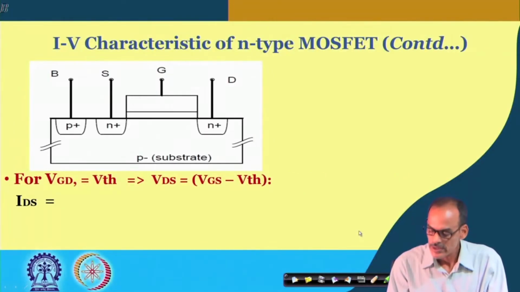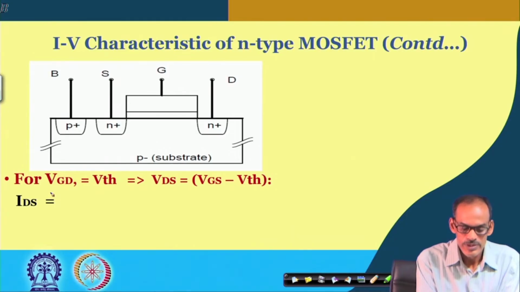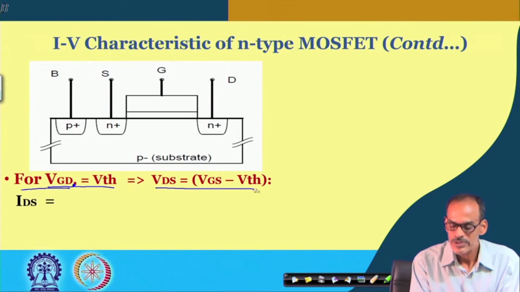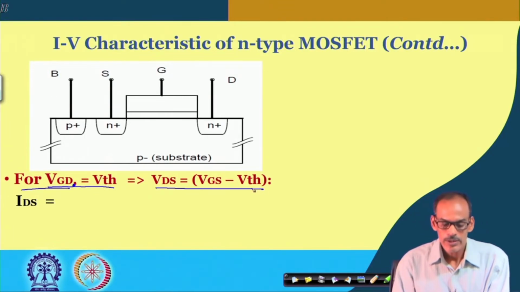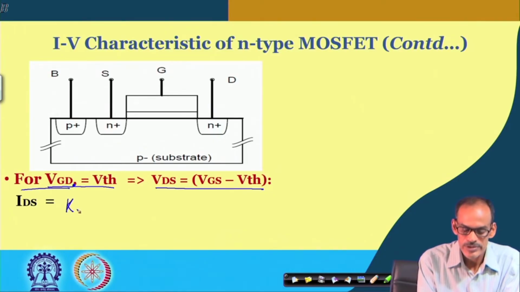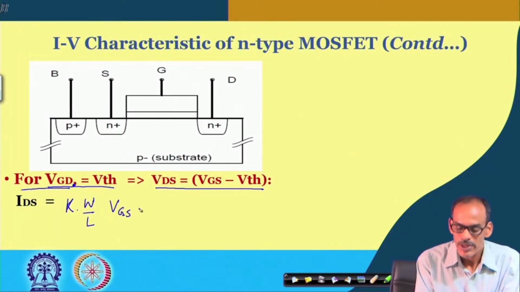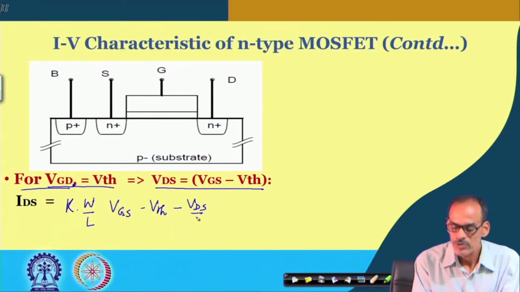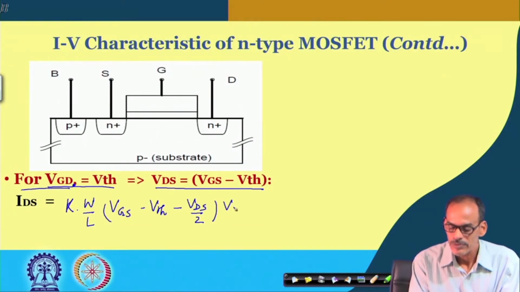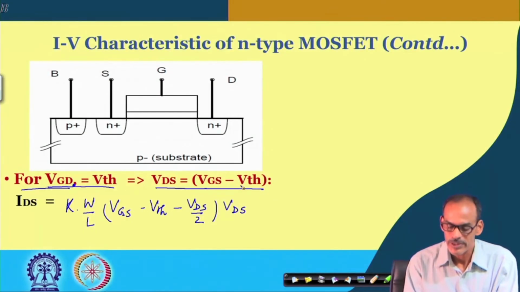So that is what we are saying here: what happens if VGD equals VTH? Sorry, this comma should not be there. So, VGD if it is equal to VTH, which implies that VDS is equal to VGS minus VTH. Then the current expression is K into W by L, into VGS minus VTH minus VDS by 2, multiplied by VDS. Now, this VDS we can replace by VGS minus VTH.